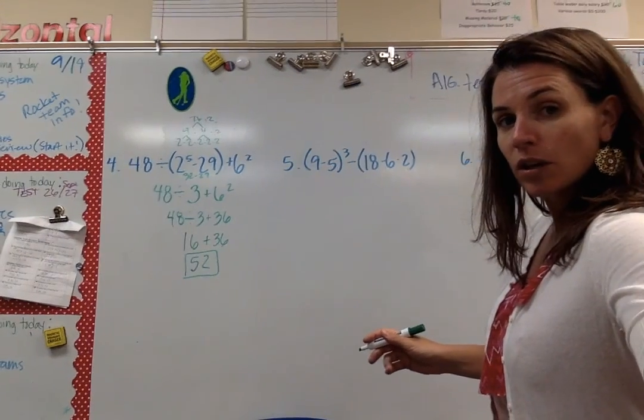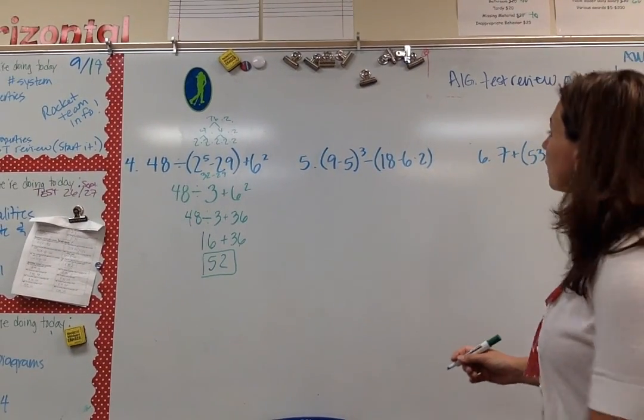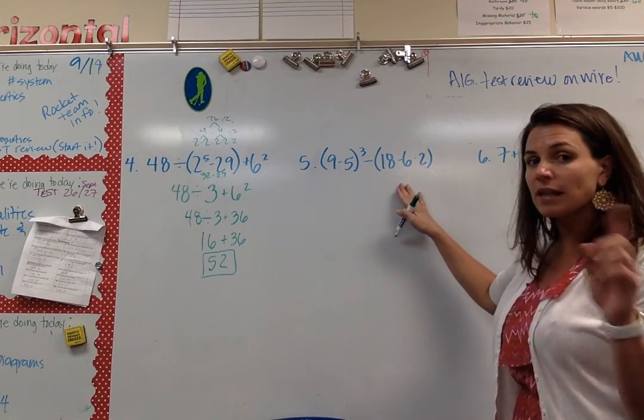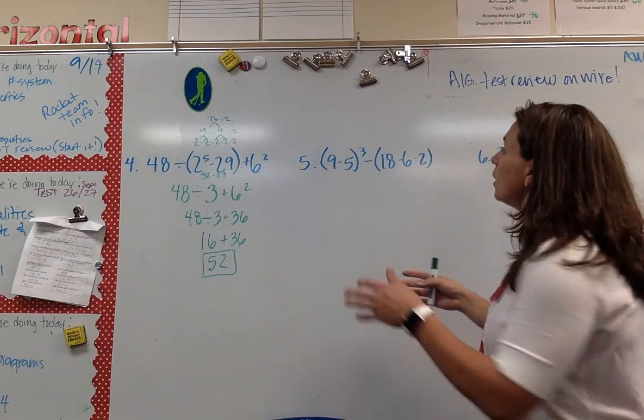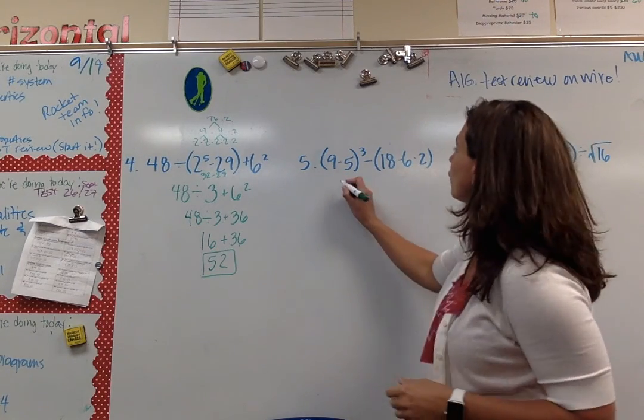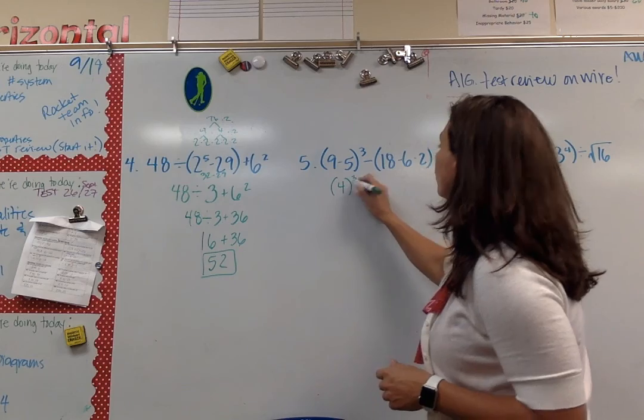All right, so let's take a look at number 5. I guess you can see it there. And I have 2 separate sets of parentheses. So I can do these simultaneously. Means I can do them at the same time. So over here I get 9 minus 5, which is 4, and I get 4 cubed.